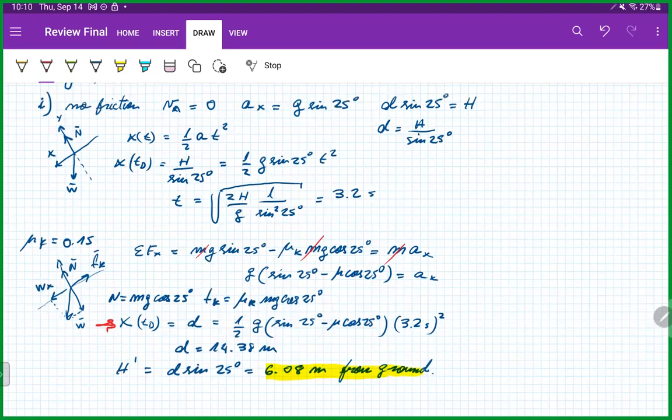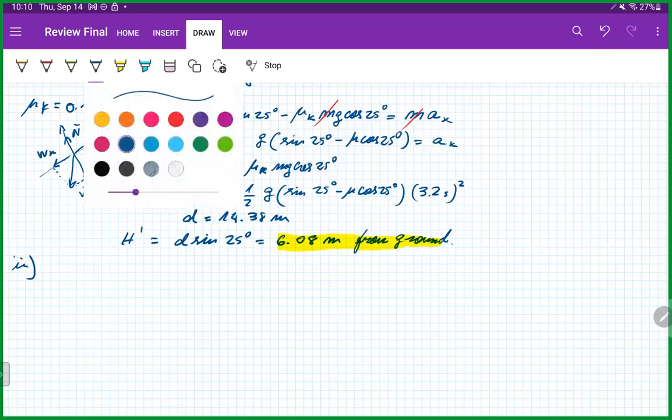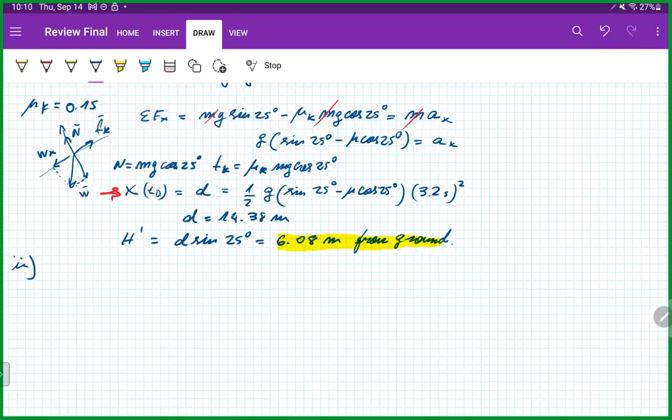Okay. Let's go to the last question for this one. So part 2 says, from what height should the block be dropped so that it reaches the ground with the same speed now? So you want to reach the floor with the same speed as in the case without friction. So same logic here. We need to calculate the speed with no friction. So no mu.